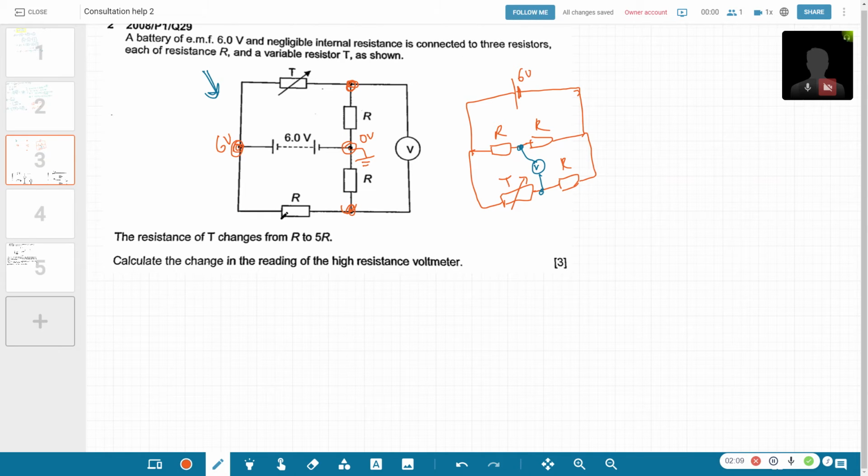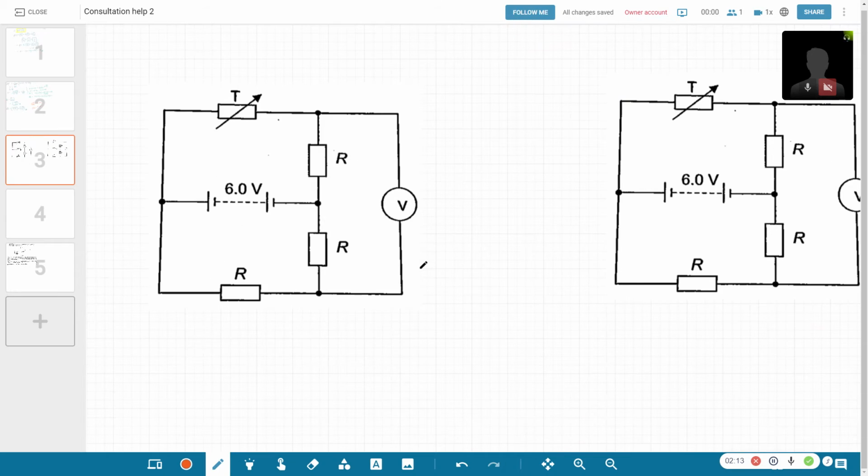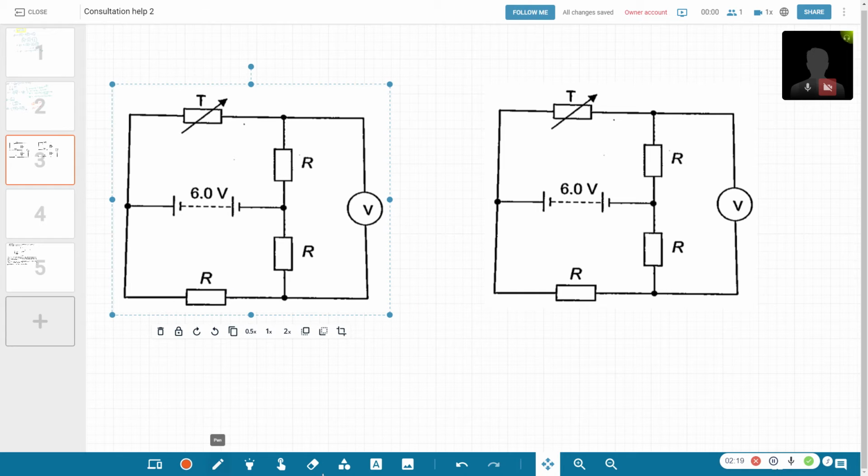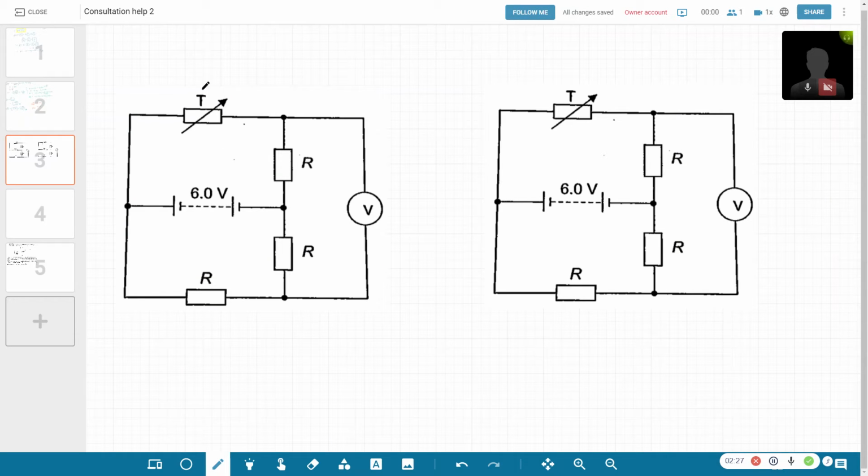Okay, so the resistance of T changes from R to 5R. Now, I have two diagrams copied out, and I will be writing the resistance, and then after that, the potential. At the start, T is R, so this one is actually going to be R, and this is actually going to be 5R.